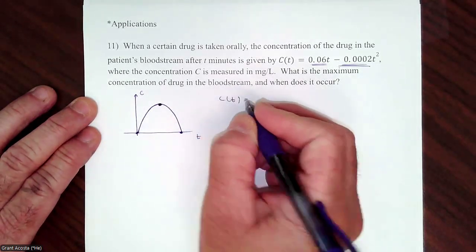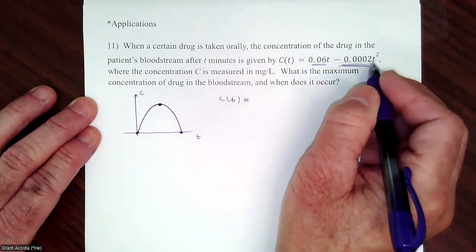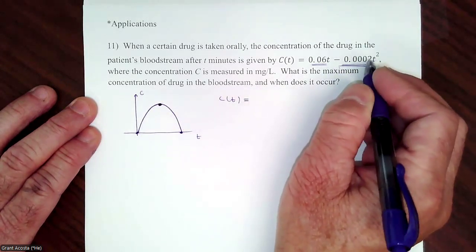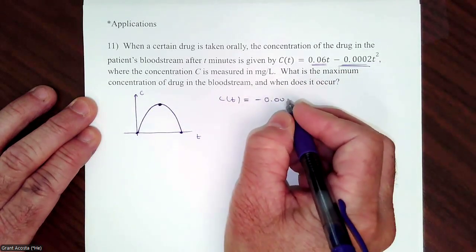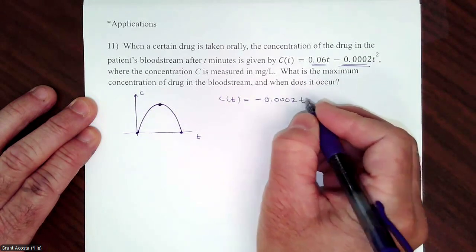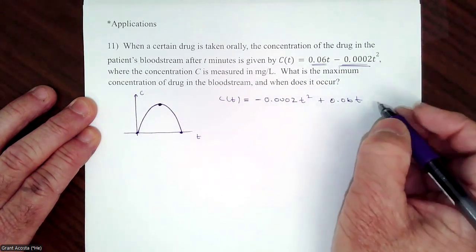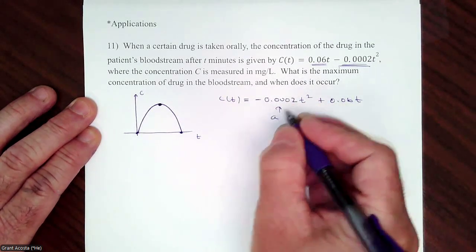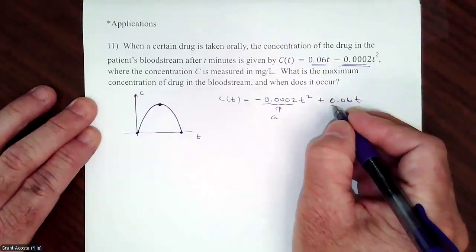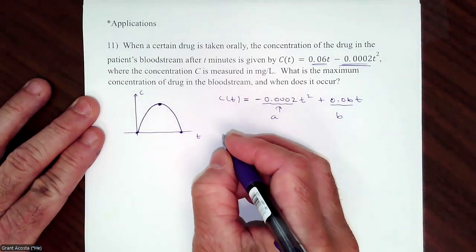So now we're going to use the shortcut, the -b over 2a, but be careful because they put the t squared term second. So I would probably switch that around and then make this plus 0.06t. So this would be your A, all of this, and this would be your B, and we don't have a C. It's okay.